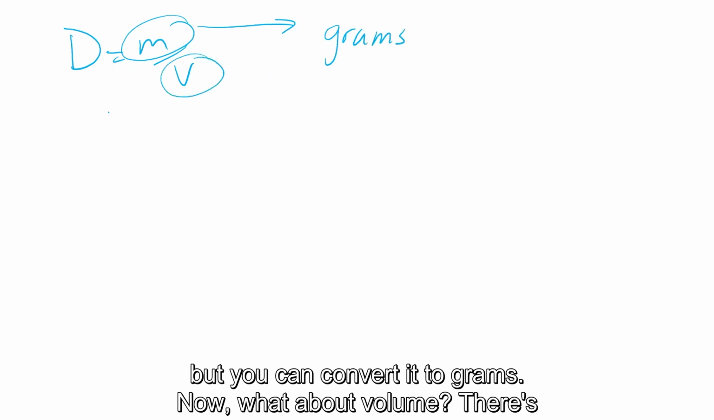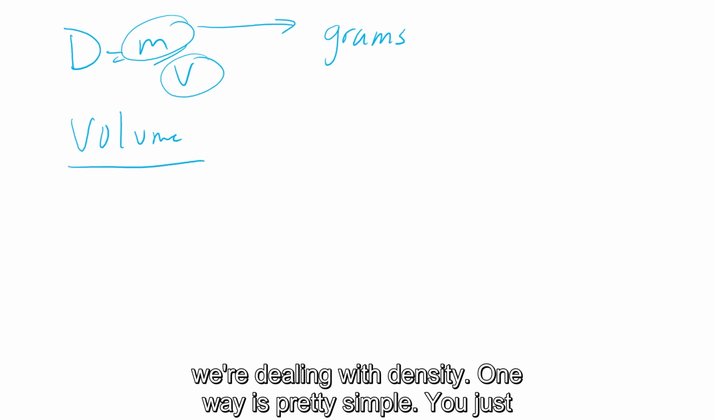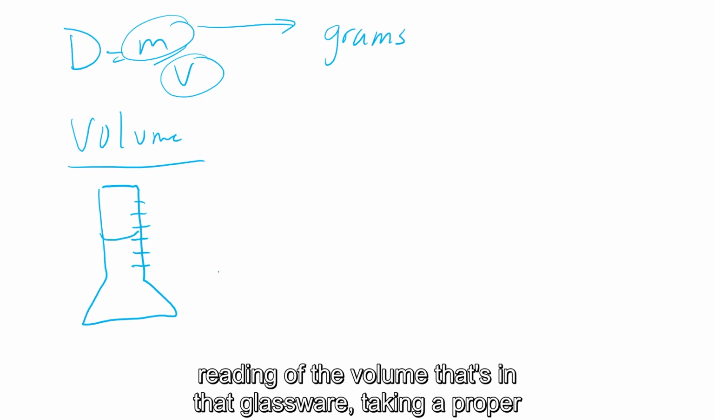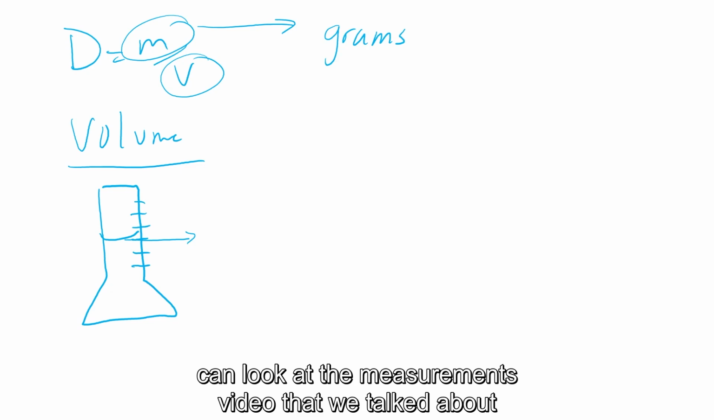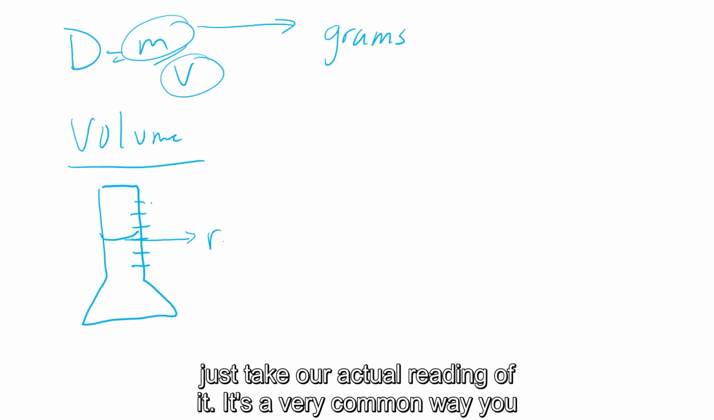Now, what about volume? There are three ways that we could get a volume when we're dealing with density. One way is pretty simple. You just put it into some type of glassware. You take a proper reading of the volume that's in that glassware, taking a proper measurement. So again, I'll put a little link up here that you can look at the measurements video that we talked about earlier in one of these quick video lectures. So you could just take an actual reading of it.